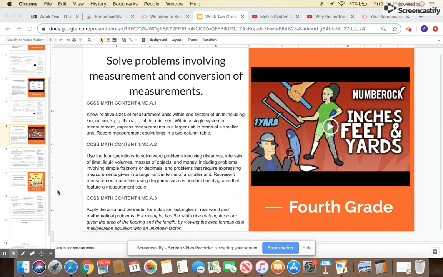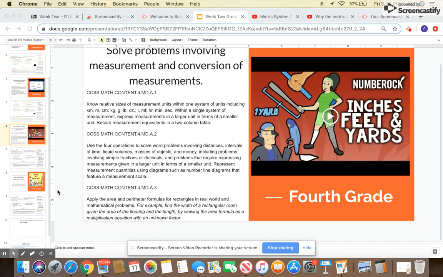The first part of the standards has students knowing the relative measurement units within a system such as distance, time, weight. And then the student should be able to express the measurements into larger or smaller units within a system. They should be able to record the measurements inside a two-column table to be able to express the data.